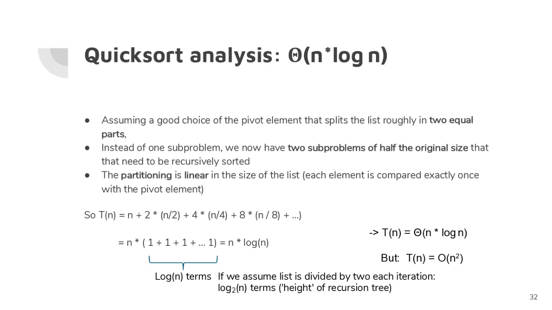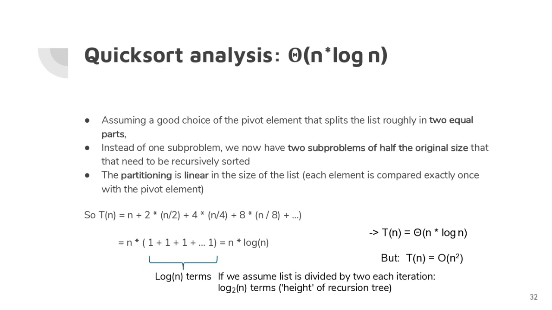We make the assumption that the pivot element at each iteration splits the list roughly into 2 equal parts. And so instead of one big list we have to sort, we now have 2 lists which are half the size of the original array. And we do that at each iteration. The partition is linear in the size of the list. So swapping all elements lower and higher than the pivot at each iteration, that's a linear operation.